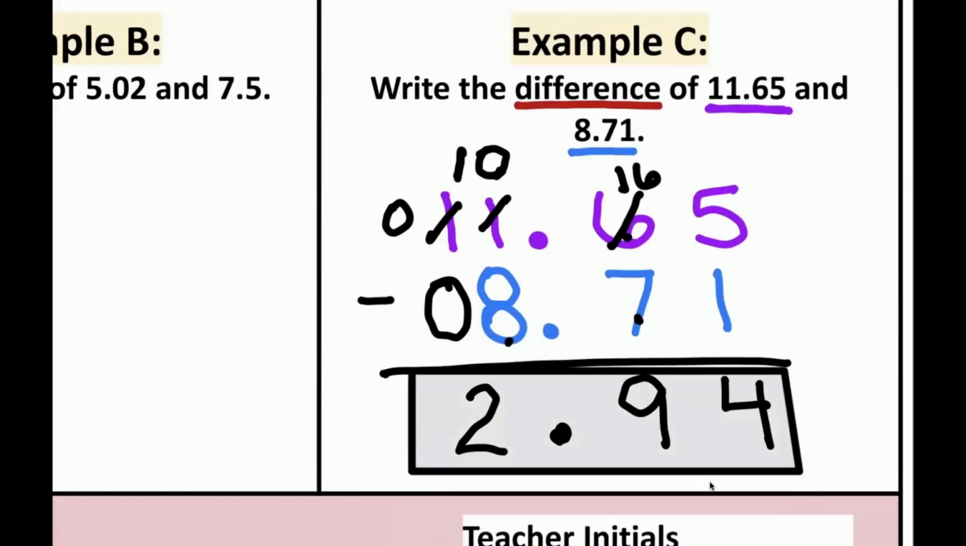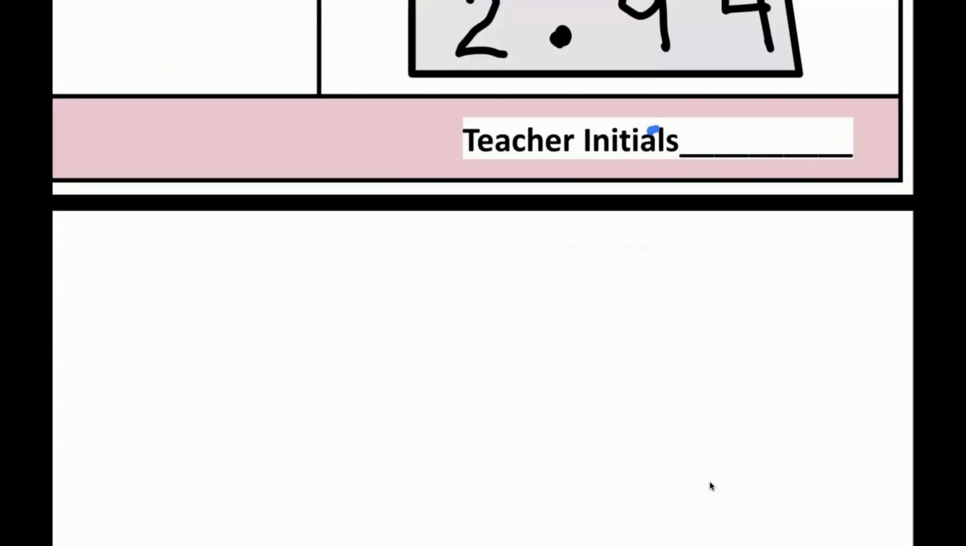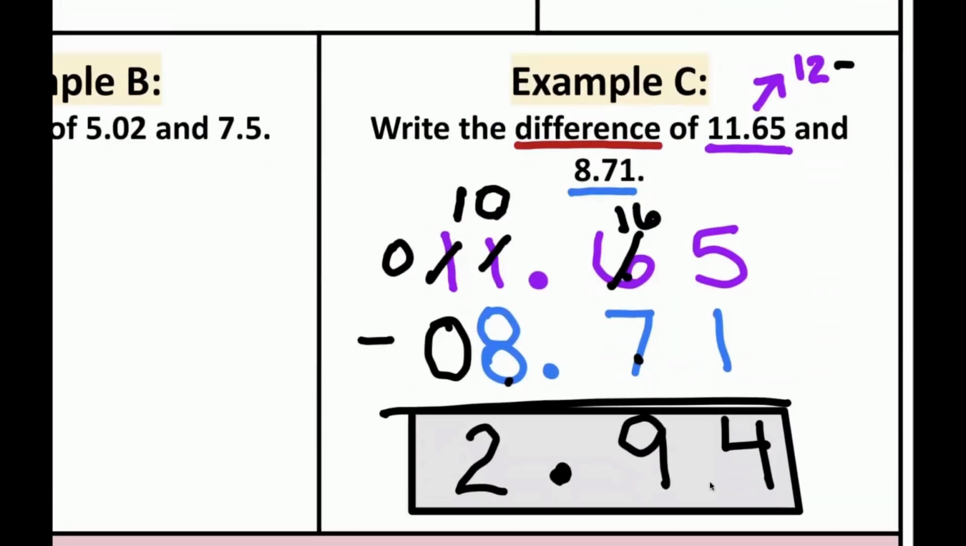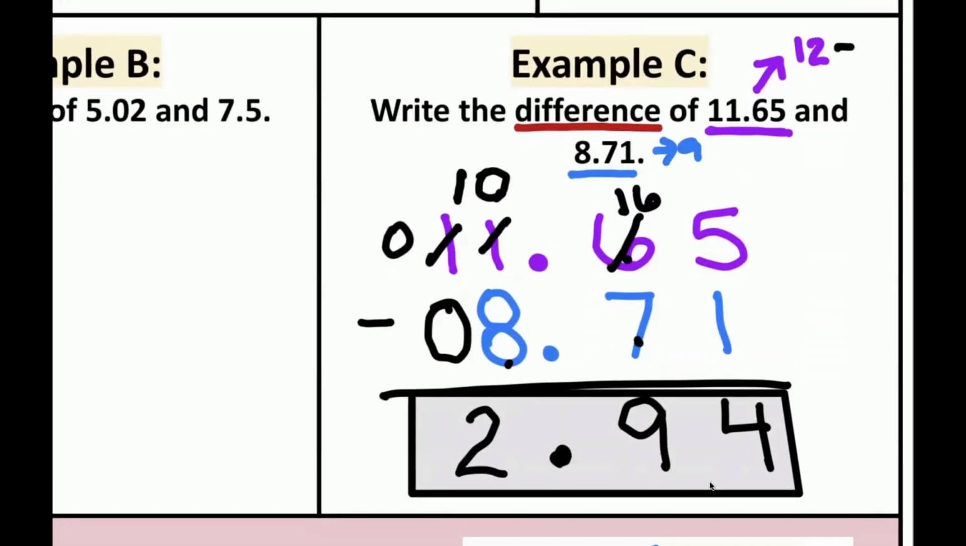And we can use estimation to make sure we're on the right track. 11 and 65/100ths, I can round that to 12, minus 8 and 71/100ths, I can round to 9, and 12 minus 9 is 3. If I had $2.94, that is close to $3. So estimation lets us know we're on the right track.